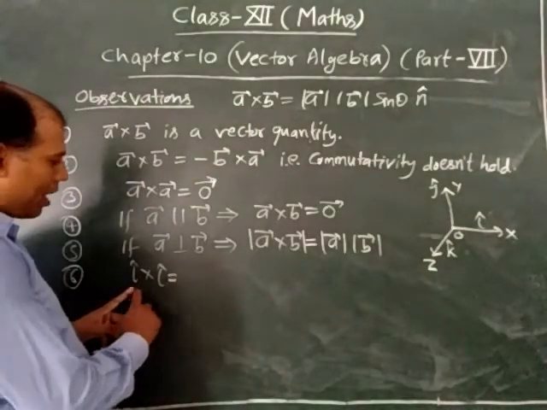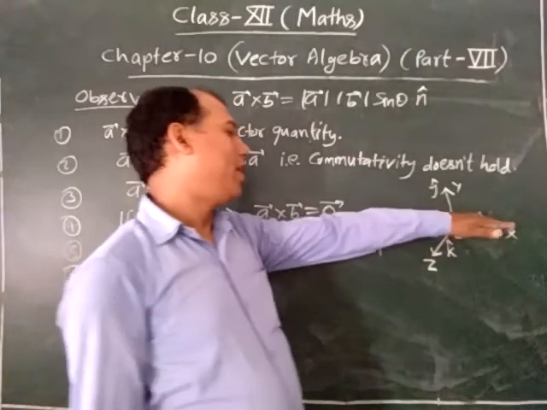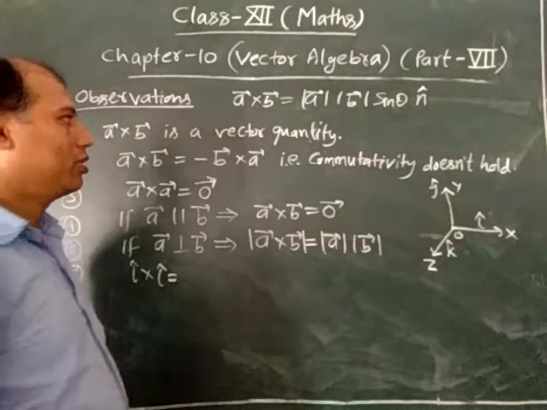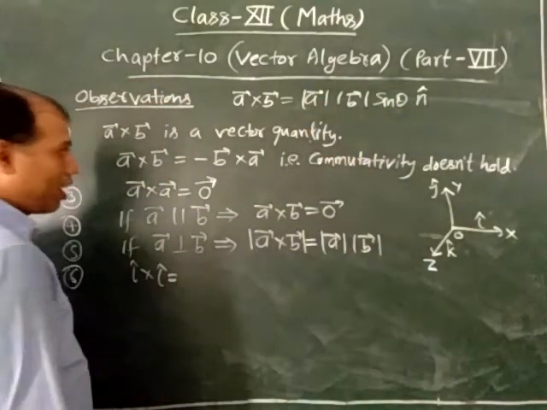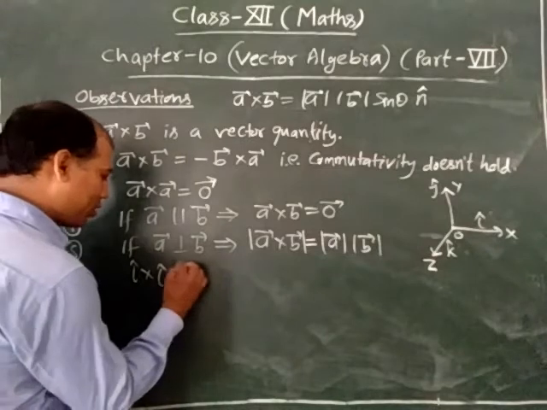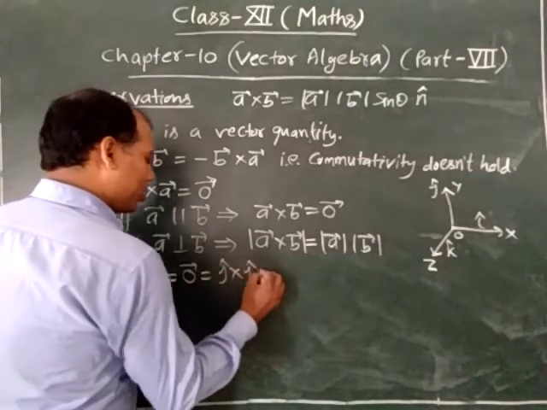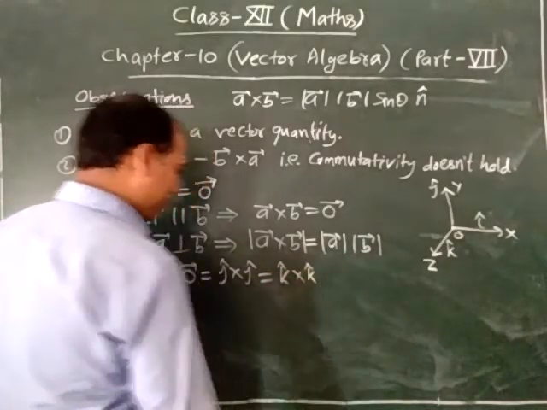Now if we find i cross i, then what do we get? i has zero angle with i. So if we put theta 0, then what do we get? i cross i is equal to the zero vector. This is also equal to j cross j, and this is also equal to k cross k.